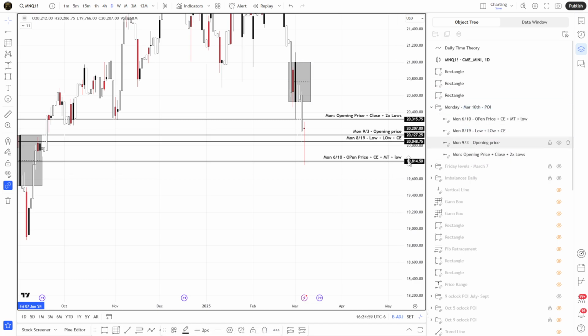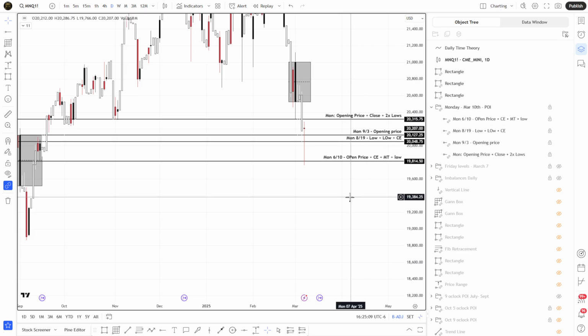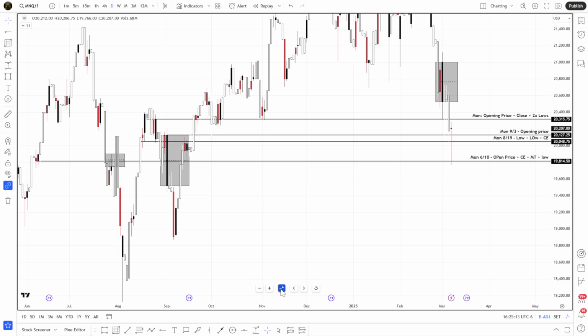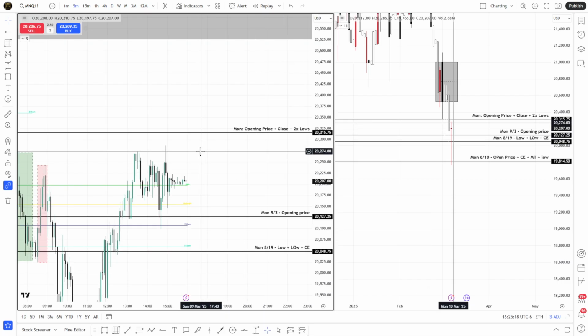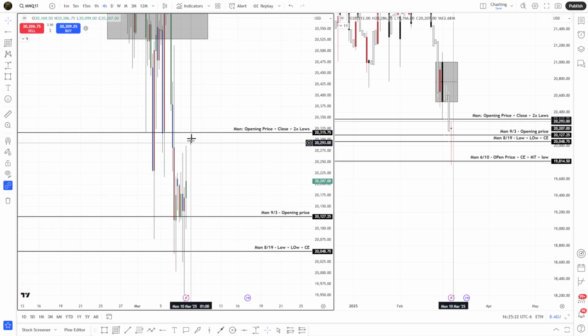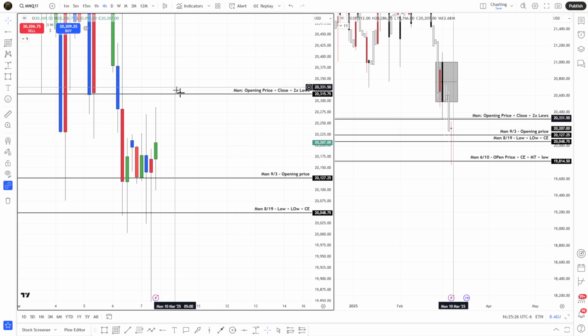Okay, so everything's in Monday's folder. So we can lock that. Okay, those are in place, and we can toggle them on and off. So then what I would do is come back here to the 4-hour, and I would just see, is there any confluence on the 4-hour chart of any of these initial areas?